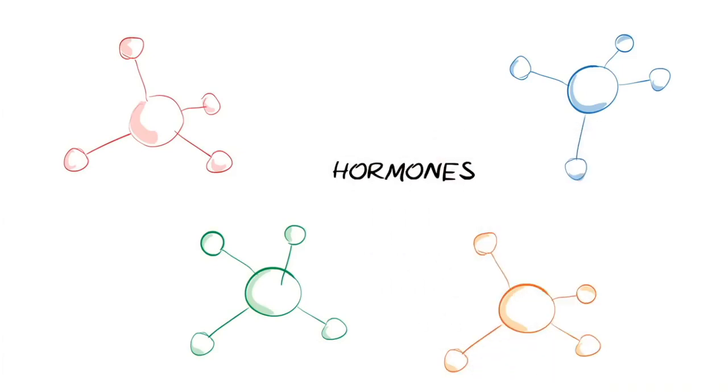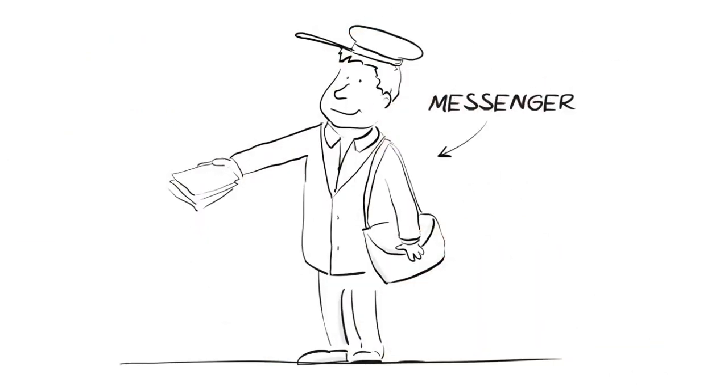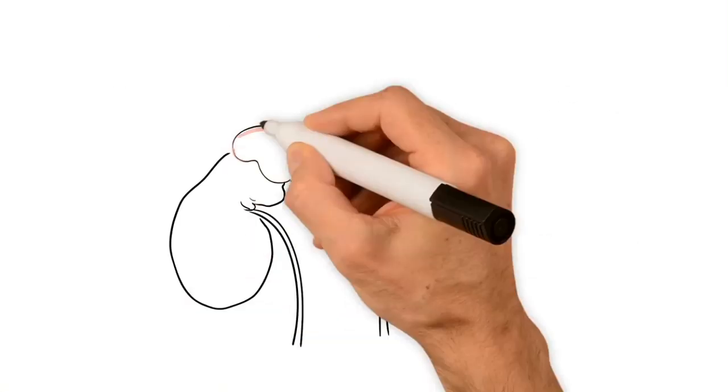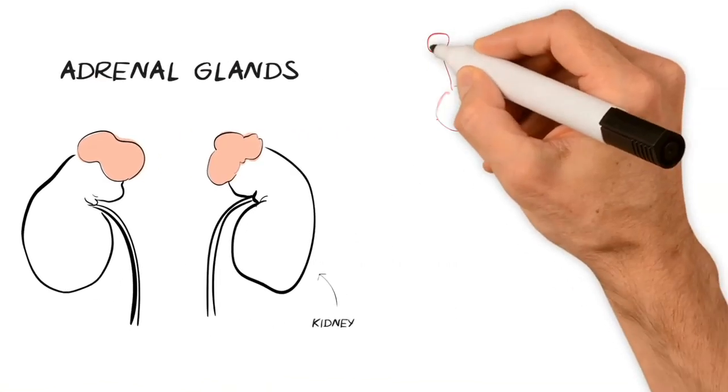You may have heard of the word hormone before, as there are lots of different types in the body. In fact, a hormone is just a chemical messenger, sending a message from one part of the body to another via the blood. The adrenal glands lie on top of each kidney, and their main job is to make hormones.